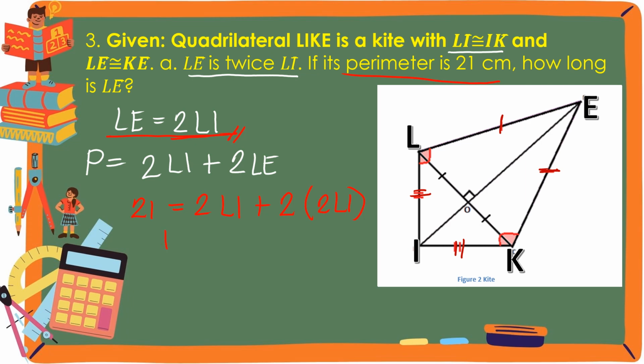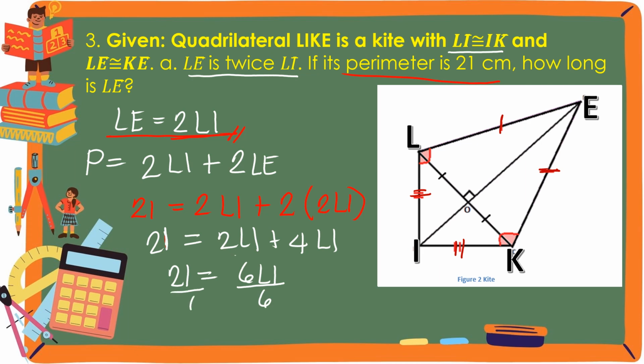Let's just use white. So, 21 is equal to 2LI plus 2 times 2 is 4LI. So, solve lang natin. 2 plus 4, that is 6LI equals 21. Dividing both sides by 6. So, ang ating magiging value ng ating LI ay equal sa 21 divided by 6. That is equivalent to 3.5. So, LI is 3.5.